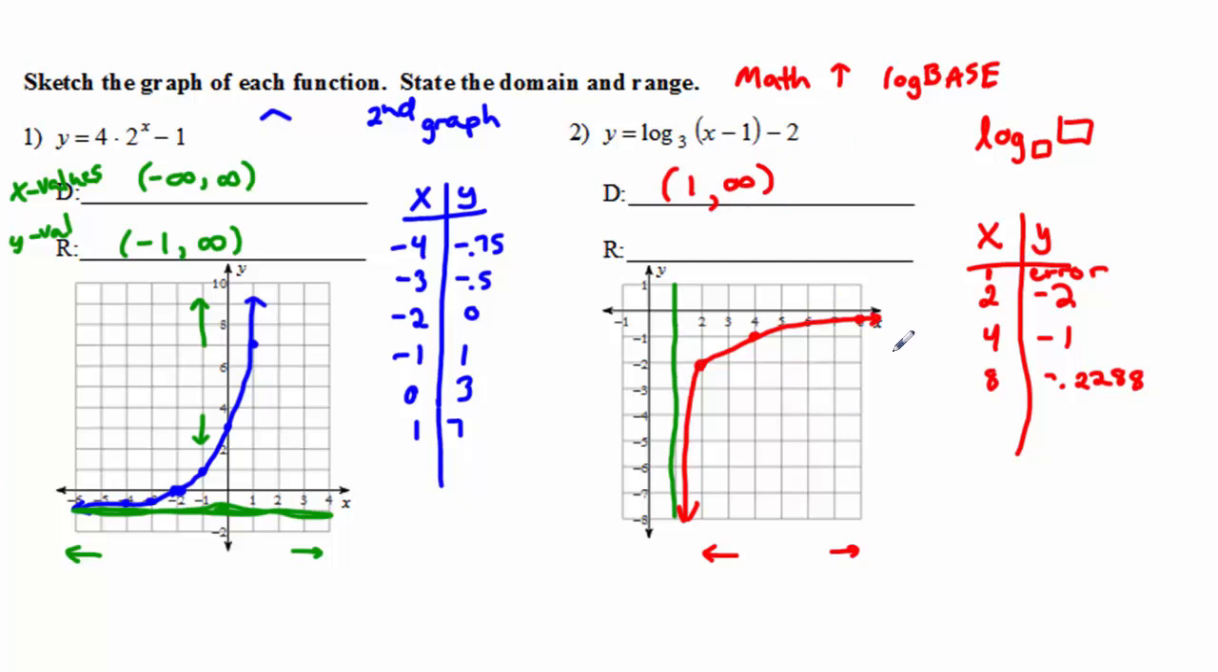And then our range, which is our up and down, our y values, well, my graph obviously can go down forever. I can get all these negative numbers, but it also can go up forever. It's just going to go up really slowly. And so that makes our range negative infinity, positive infinity.